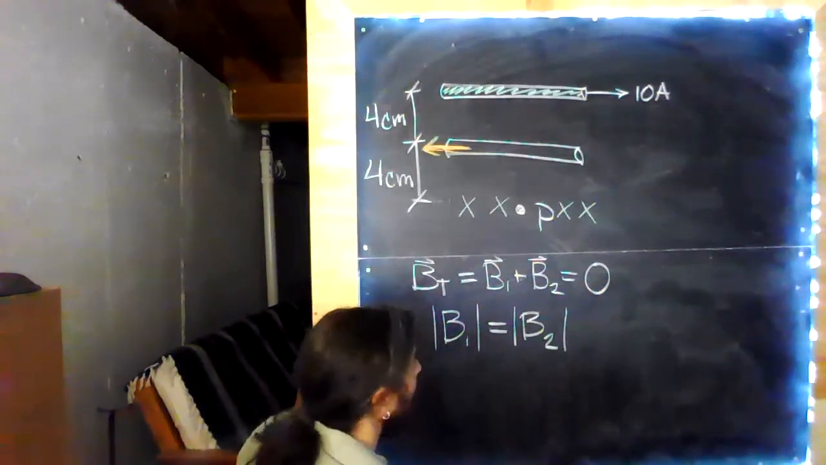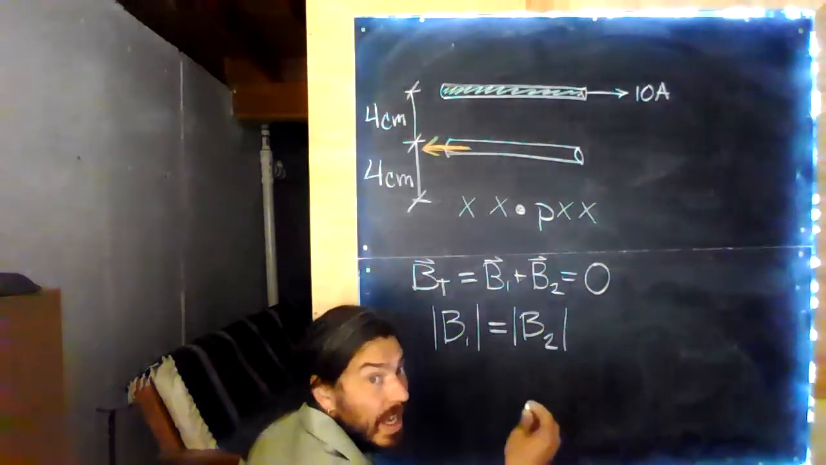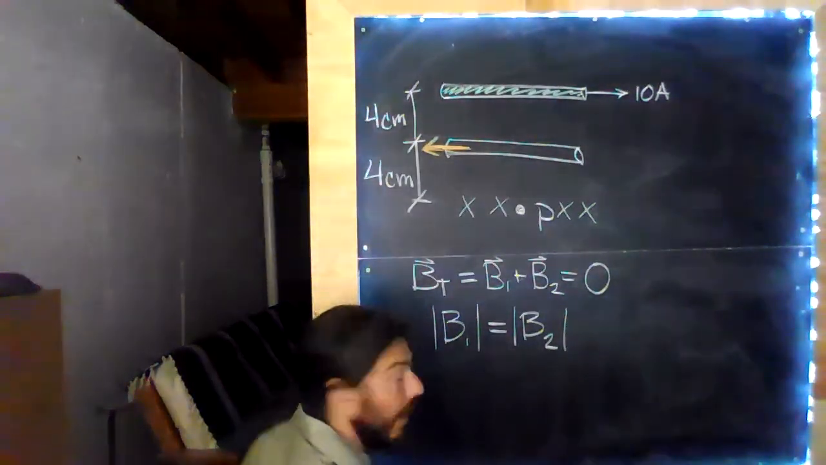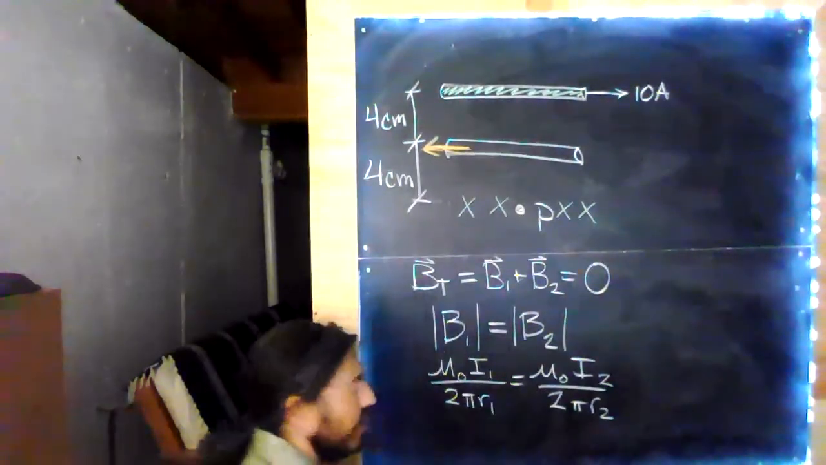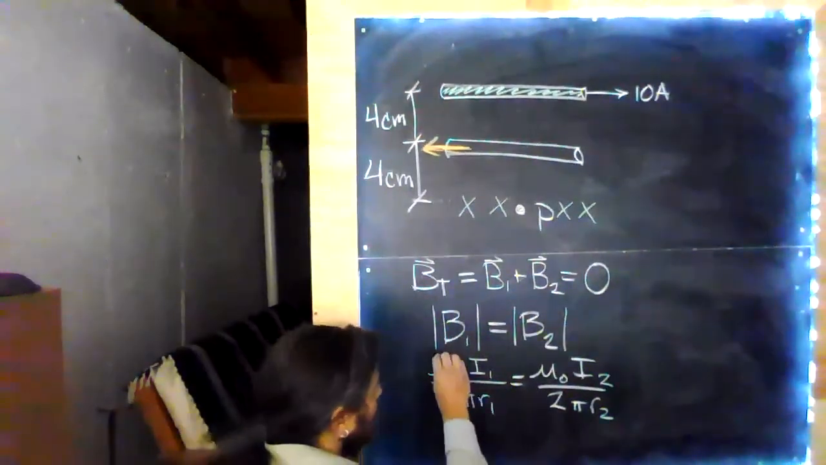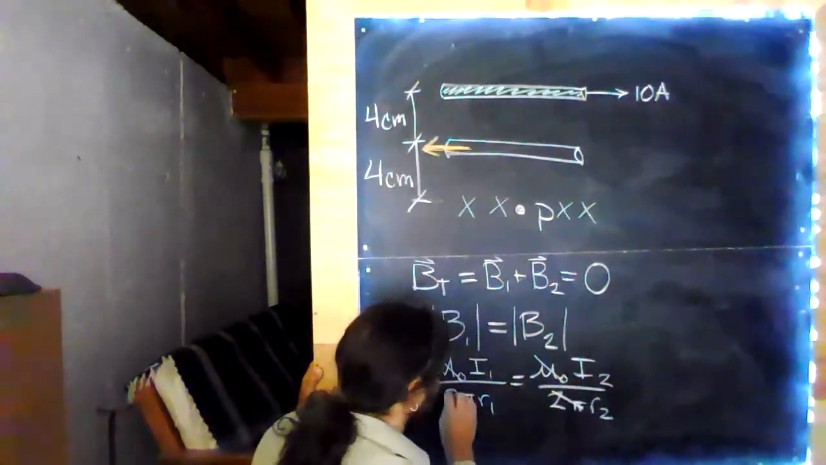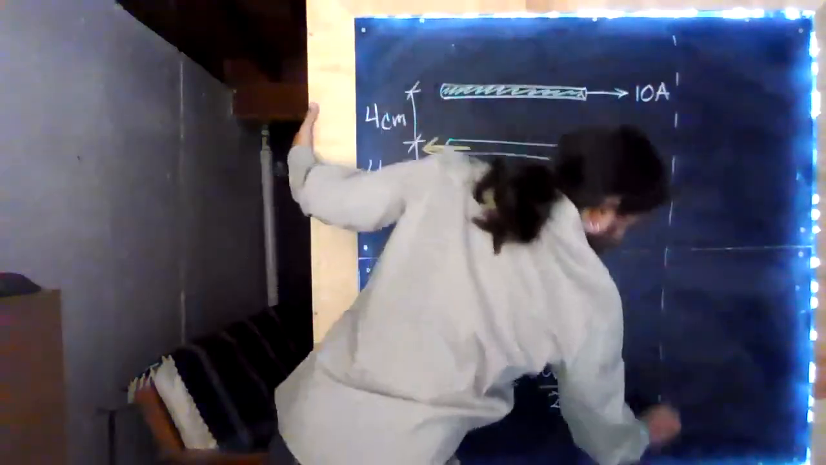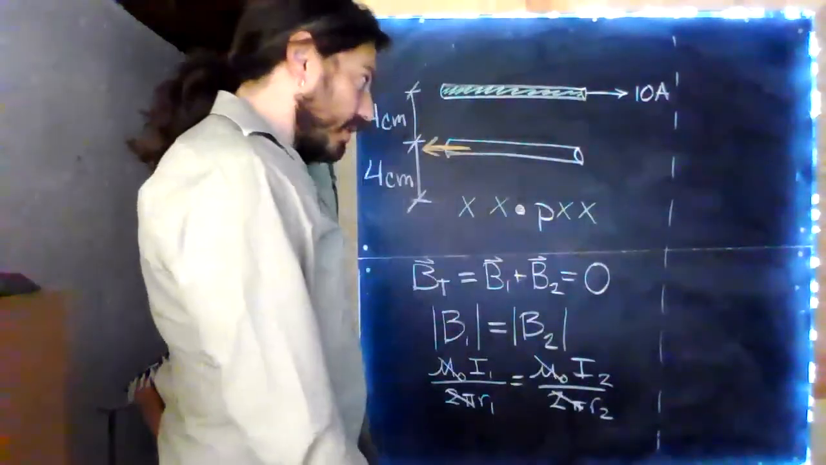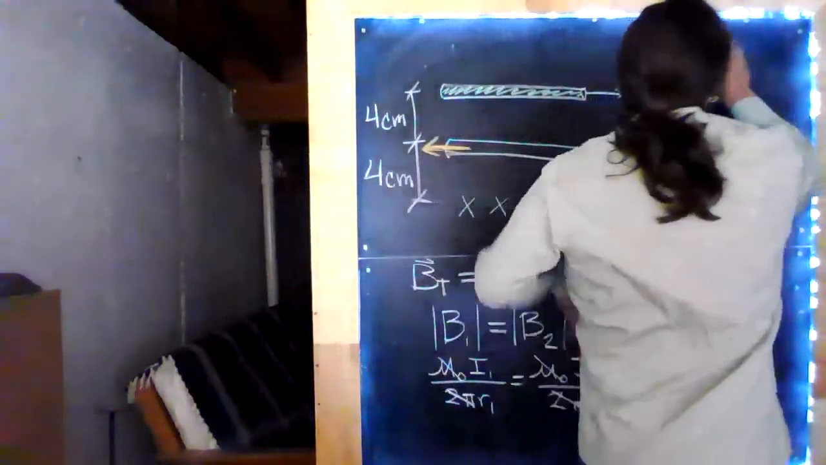Now I can plug in my equations. We know that the magnetic field due to a wire is mu naught I over 2 pi r. And so now I've just set those two things equal to each other. Notice I've got a mu naught here and here that cancel, a 2 pi here that cancels with this 2 pi, and I can write my conclusion, and we'll jump over here. I can write my conclusion then, that I1 over R1 equals I2 over R2.